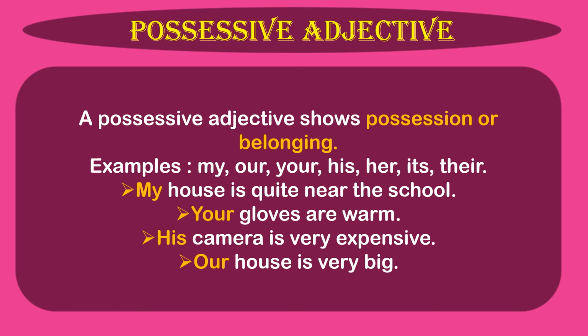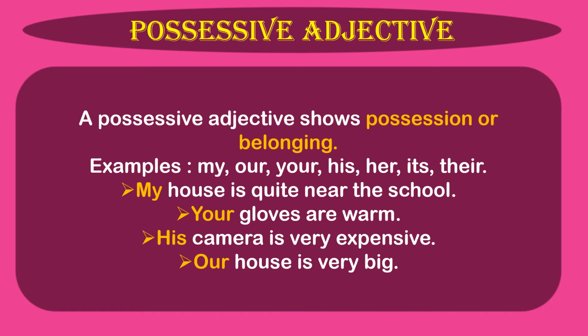Now look at the examples. My house is quite near the school. Whose house is quite near the school? My house. I have the possession of that house. So house is a noun and my is placed before the noun. This is the adjective, showing the possession of the noun. Got it? Adjectives are always used with a noun or pronoun. So my house is quite near to the school.